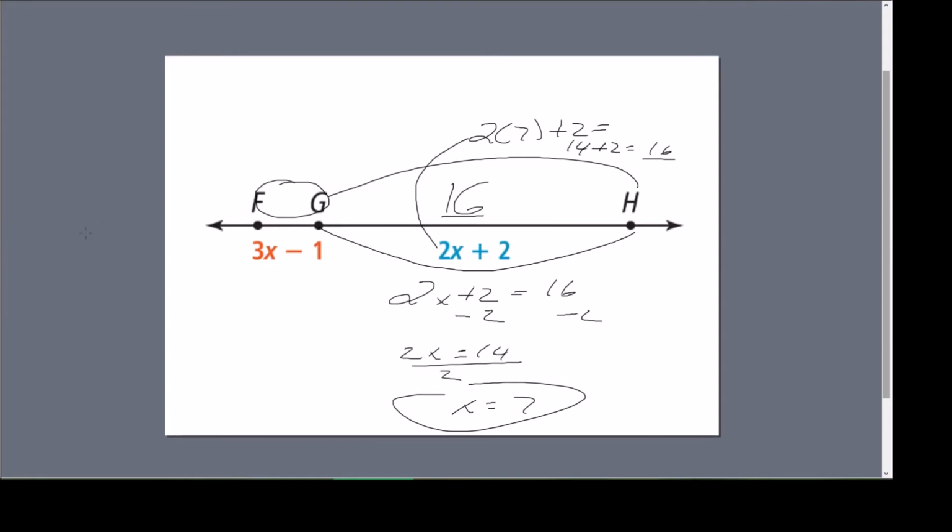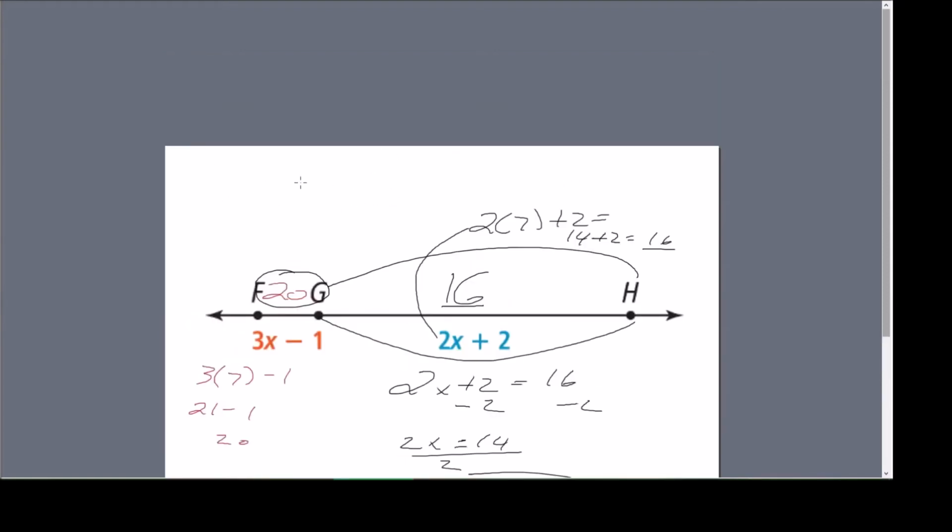So what I can do here is take 3 times 7 minus 1, because I've taken my x equals 7 value and plugged it in here. And I'm going to have 21 minus 1, which is 20. So my FG value is 20. Let me scroll up here real quick. So we know FG is equal to 20, and GH is equal to 16.